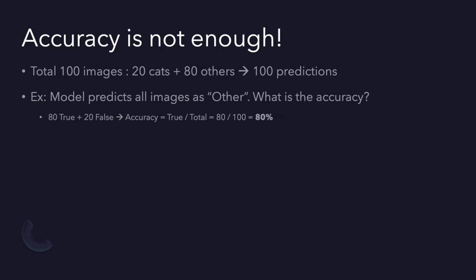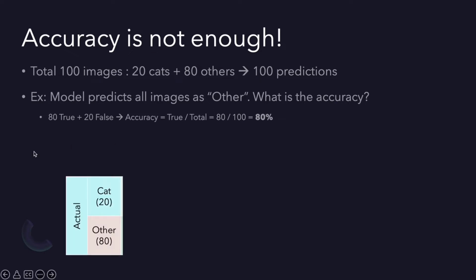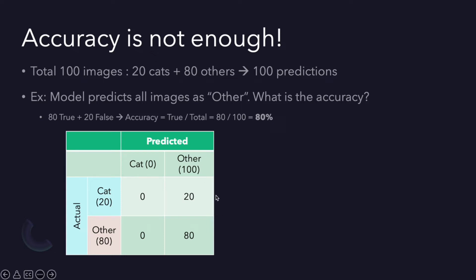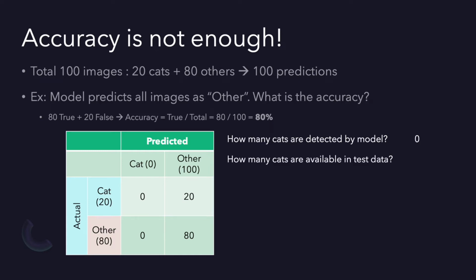We have 100 images, 20 of them are cats, 80 images are others. As you see, predicted cat value is 0, and 20 predictions of others are actually cats. How many cats are detected by the model? Answer is 0, but the accuracy is 80%. Second question, how many cats are available in test data? 20. Then our hit rate, sensitivity, recall, they are all the same, they are equal, is 0.